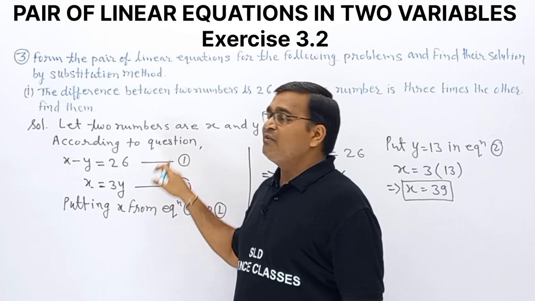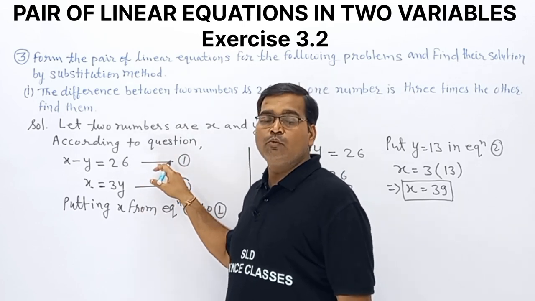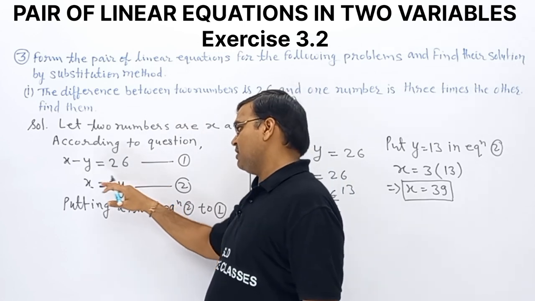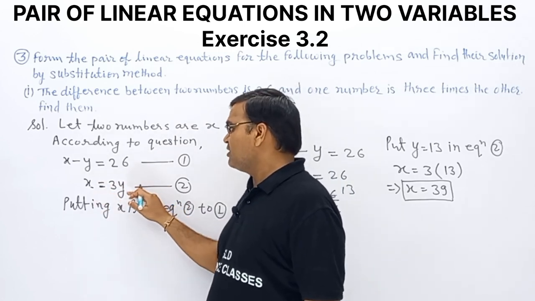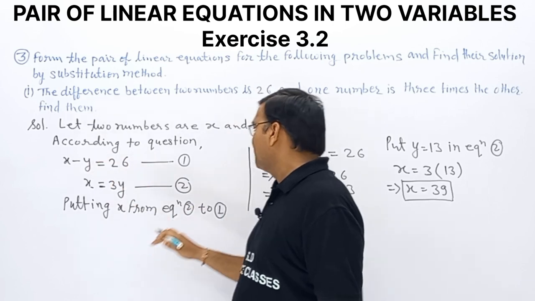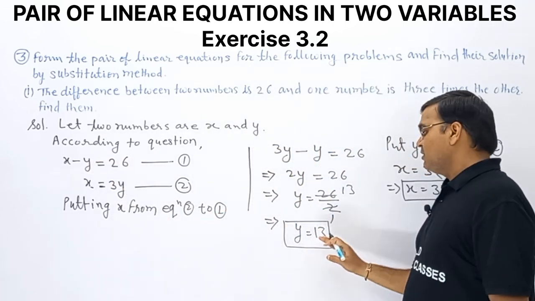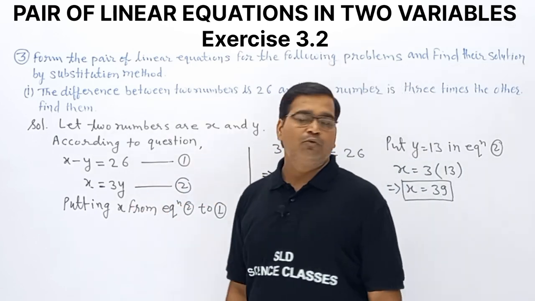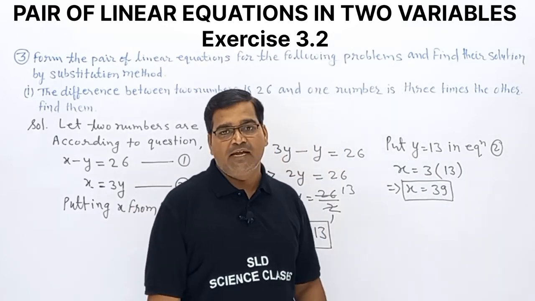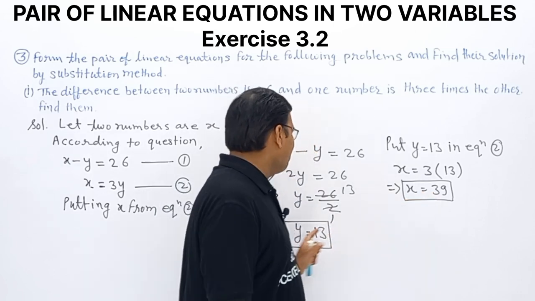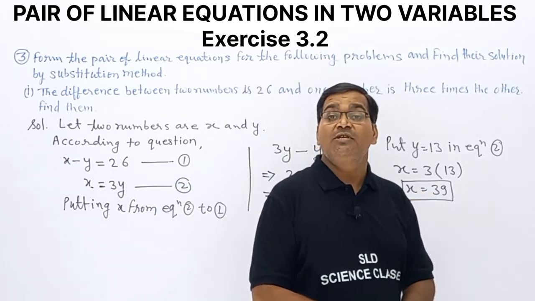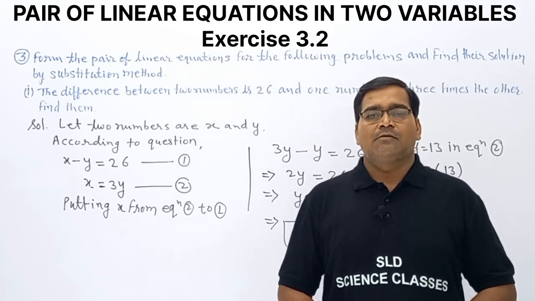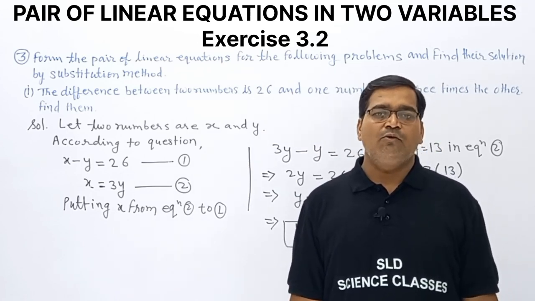These are the pair of linear equations. Now we want the solutions, so we use substitution. It is already solved for x, so we put this value of x from this one into the other. Then we get y equals 13. Once we put y equals 13 in equation number 2, we get x equals 39. So x equals 39 and y equals 13 are the solution of these linear equations. I hope you understand this question. That's all about this question. Thank you so much.